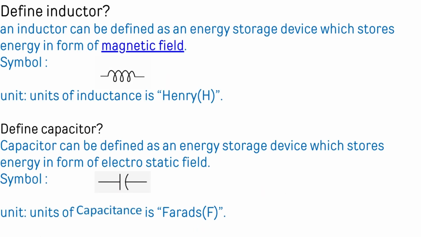Define inductor. An inductor can be defined as an energy storage device which stores energy in the form of a magnetic field, and the unit of inductance is henries. Define capacitor. A capacitor can be defined as an energy storage device which stores energy in the form of an electrostatic field. Give the symbol and the units. The unit for capacitance is farad.